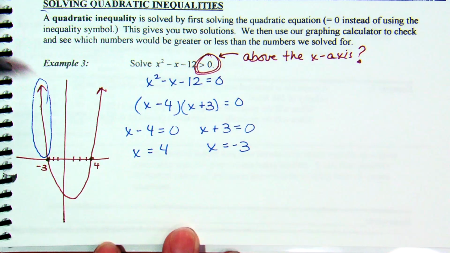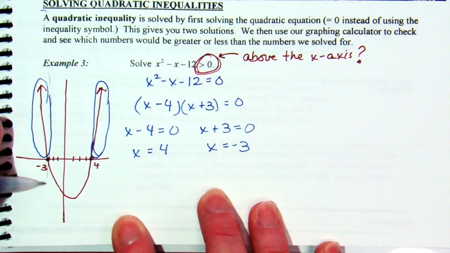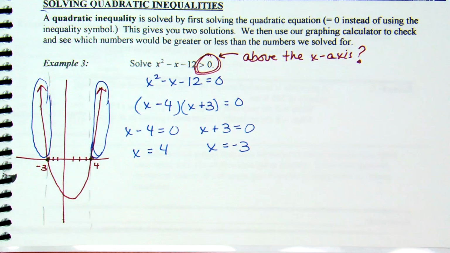So we have the pieces above negative 3 and above 4. If you think on a number line, which is what your brain has to work like, that x-axis is a number line, yes? If there were dashed vertical lines at negative 3 and 4, those parts that are above the x-axis are outside negative 3 and 4, right? So that means the one is less than negative 3 and the one is greater than 4.